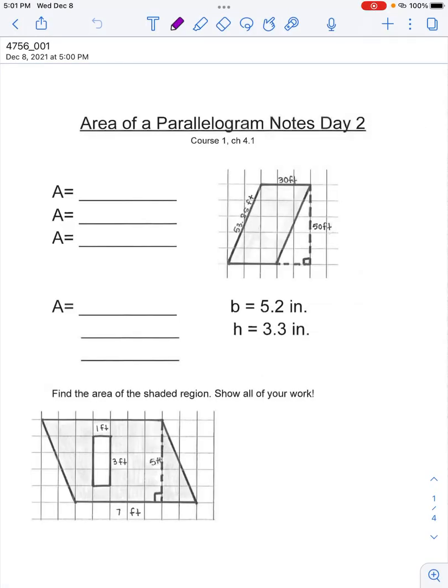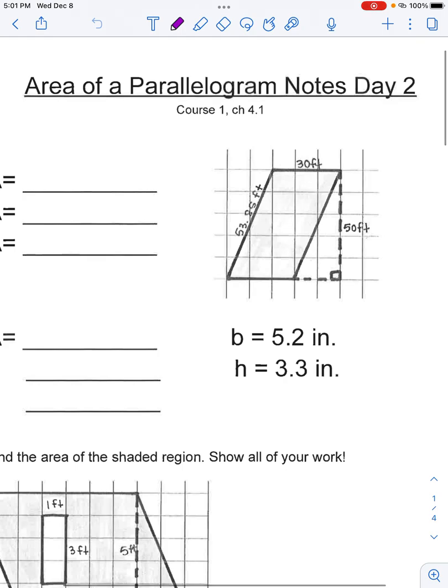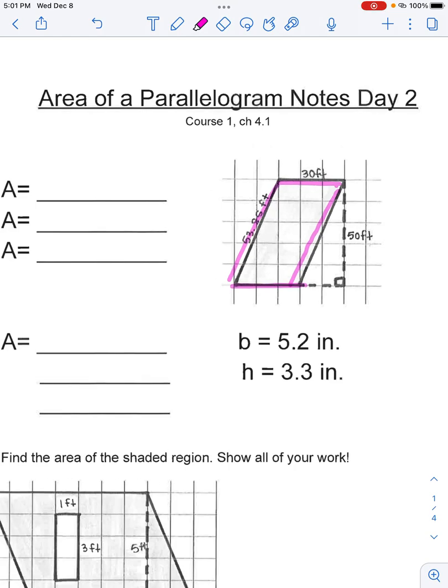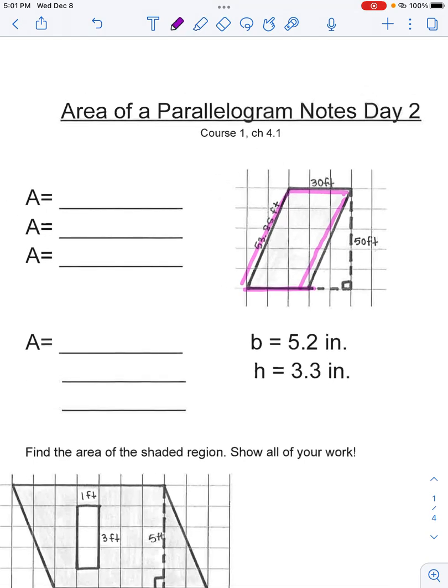Hello, these are your notes over day 2 of area of a parallelogram. Yesterday we discussed how a parallelogram has 2 sets of parallel sides. So the bases are the same and then the diagonals are the same, which makes it a parallelogram. We also discussed the formula for area of a parallelogram is base times height.